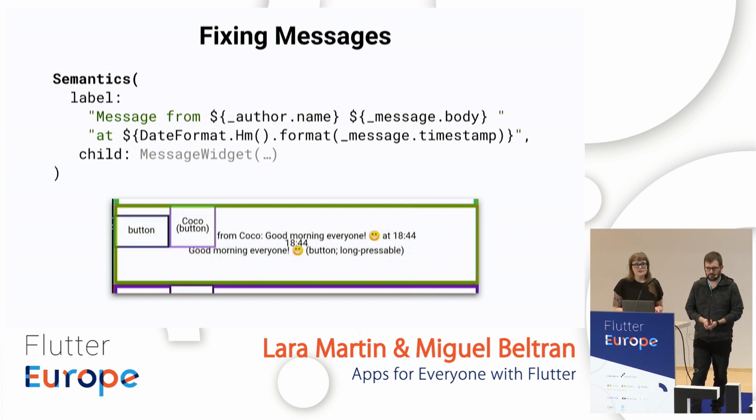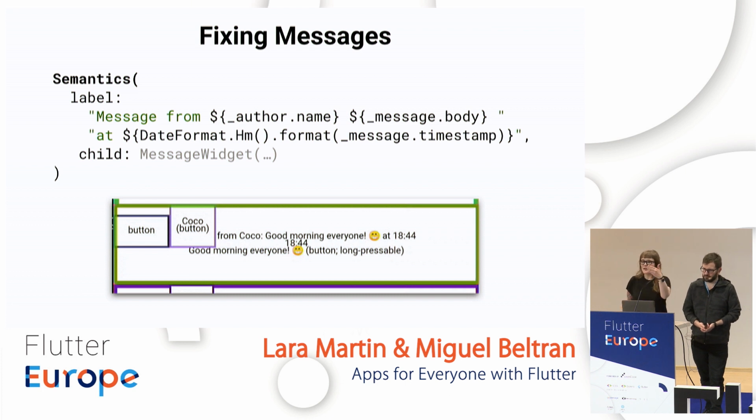Now, we also need to fix the messages. We can do complex labels, combining values, for example, the name, timestamps and so on. Here in the snippet, we create a string that contains the name, the body of the message, and the timestamp. So TalkBack will read it as "message from Coco, good morning everyone, smiley face at 18:44." But it will continue reading afterwards: "18:44, good morning everyone," and so on.